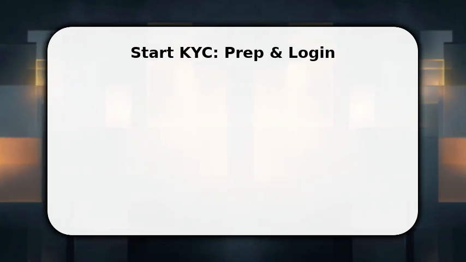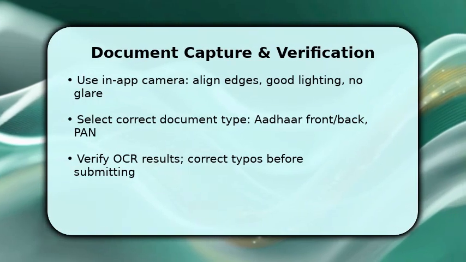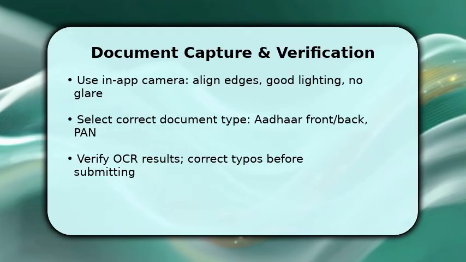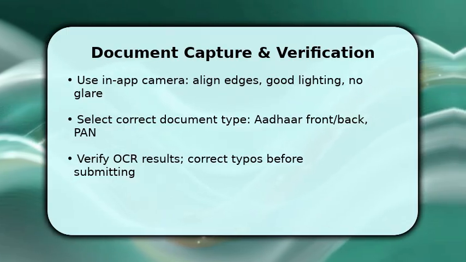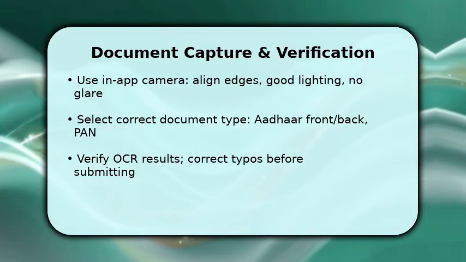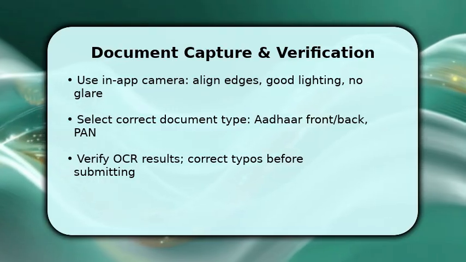You now photograph documents using the in-app camera. Hold steady, use daylight and avoid flash glare so OCR reads text accurately. Select Aadhaar front or back, then PAN, and follow on-screen guides to crop and confirm.